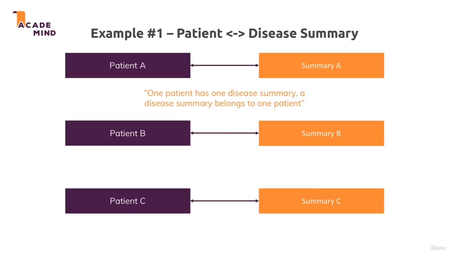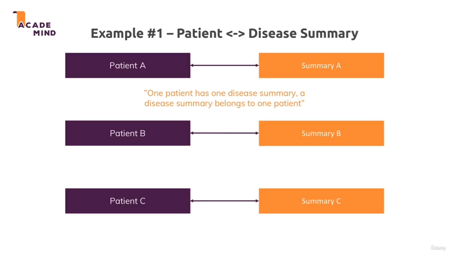Here's example number 1. We had a kind of related example earlier in this course already. Let's say we're creating our database, our application for a hospital. And there we got patients and their disease summary. So every patient has one disease summary, which belongs to that patient only. And there is only one summary per patient.